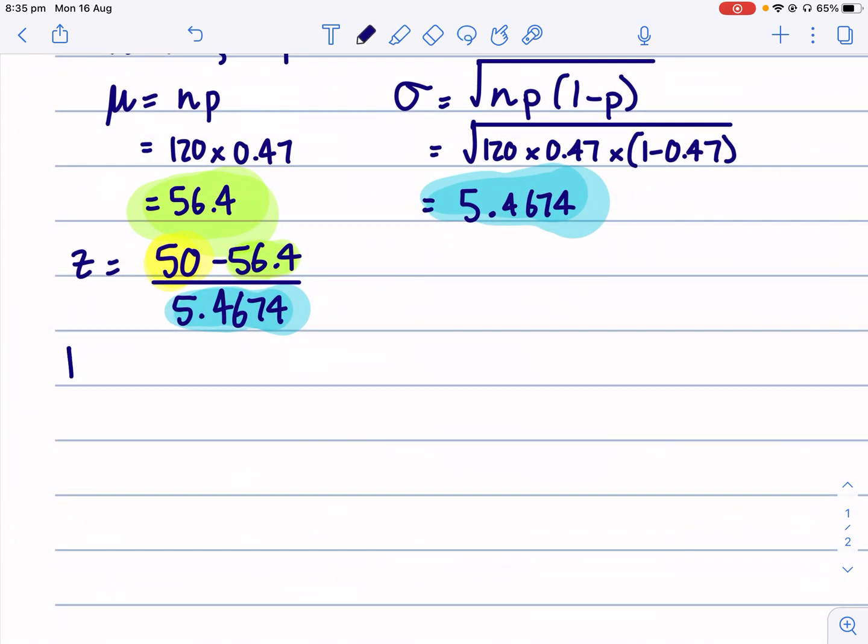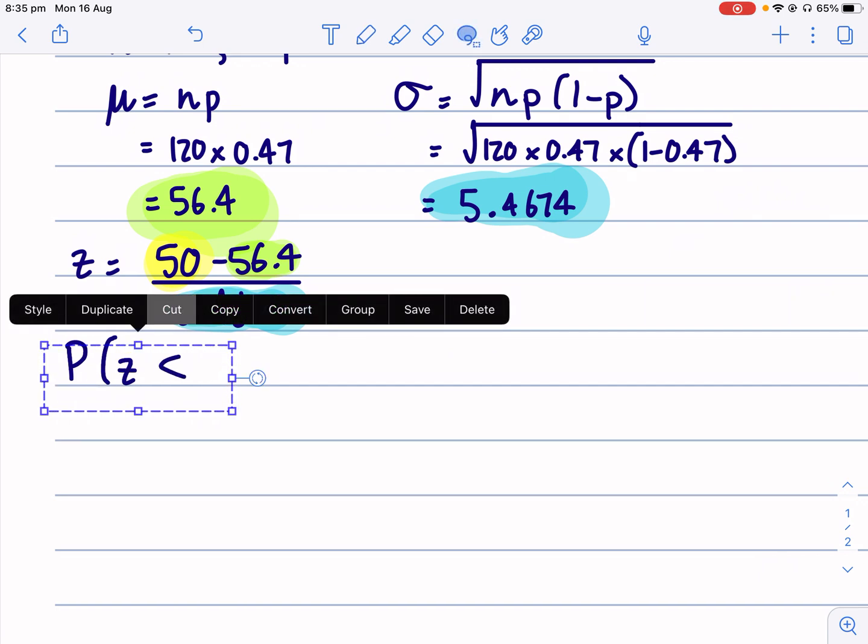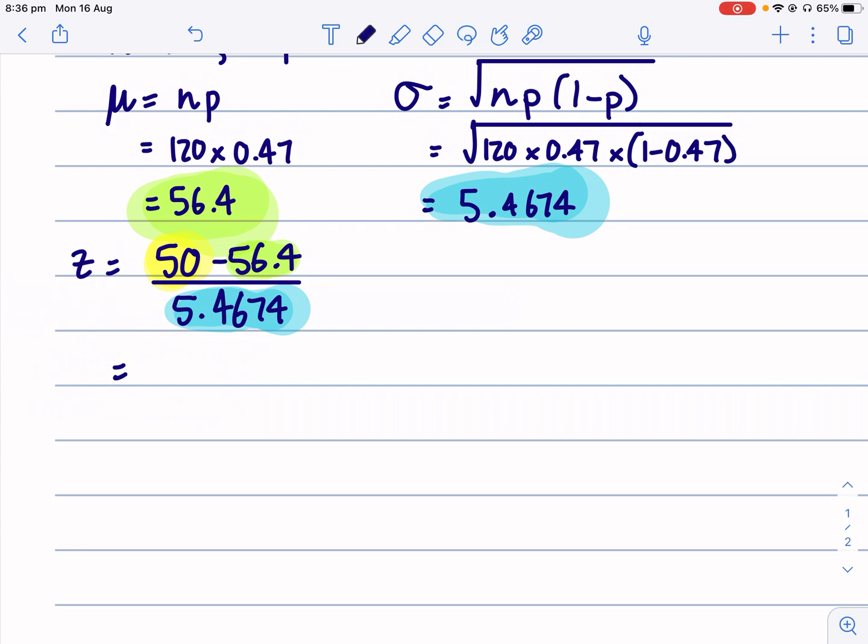We're trying to find the probability of a z-score less than, oh, I still haven't put that in my calculator. Getting well ahead of myself. So we've got 50, take 56.4 over 5.4674 gives us negative 1.17057, etc. So we're trying to find the probability of getting a z-score less than negative 1.17.